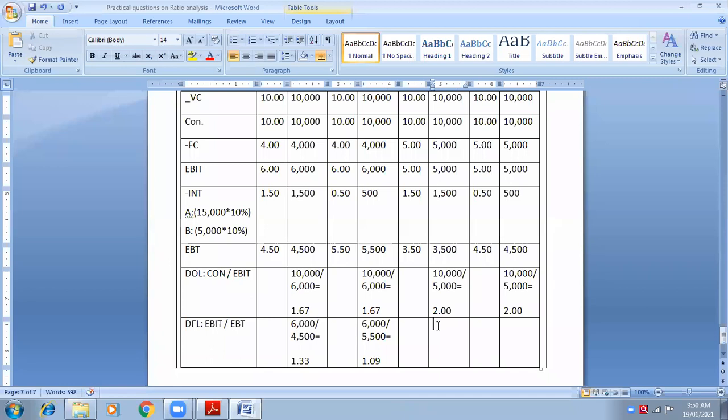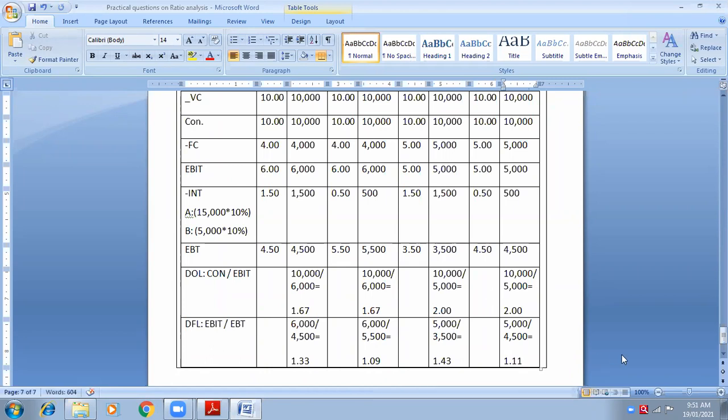Okay. For situation 2, plan A, what is EBIT? 5,000 divided by what is EBT? 3,500. So what is your answer by dividing them? 1.43. And similarly, you have to do it for situation 2, plan B. What is EBIT? 5,000 divided by 4,500. Answer is 1.11. Very good. So this is the way that you have to solve.